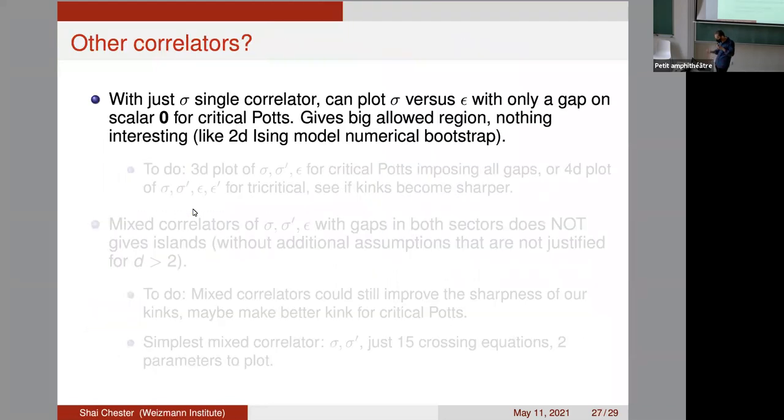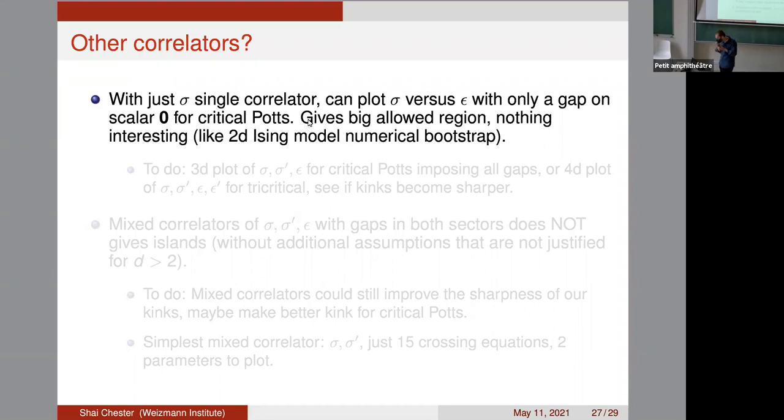Okay. So all the analysis I've done so far was with just a single correlator of sigma. And so you could ask, what about looking at other correlators? If you just want to use the sigma single correlator, which is the simplest one, then you could also plot sigma versus epsilon instead of sigma versus sigma prime. And the advantage of doing that is that now you can put a gap in the singlet sector. For instance, for the critical Potts model, we expect just a single relevant singlet. And so by plotting sigma versus epsilon, we could put a gap which imposes that there's only a single relevant singlet. I tried this and it just gives a really big allowed region, and so you don't find anything interesting.